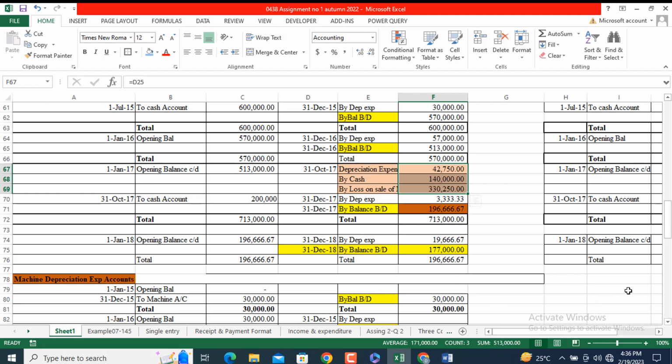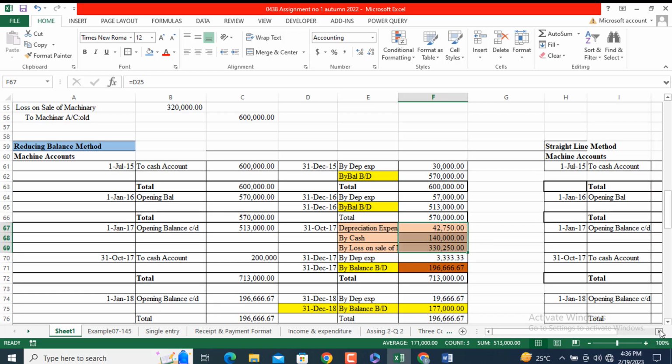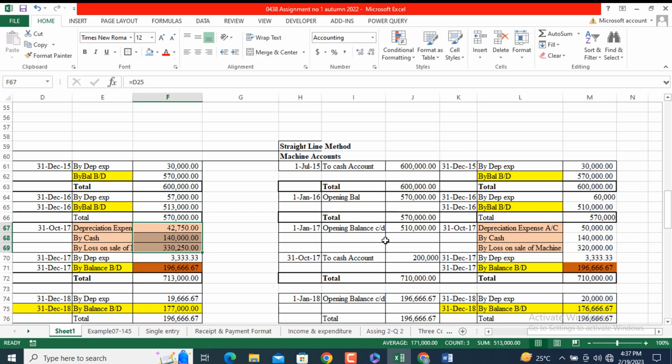Now come to the machine account which has been made under the straight line method. The first entry is the same as we have recorded in the machine account under the reducing balance method, 30,507. Now come to the next year, on 1st January 2016, and the balance is here, which is also known as the book value on 31st December 2016.